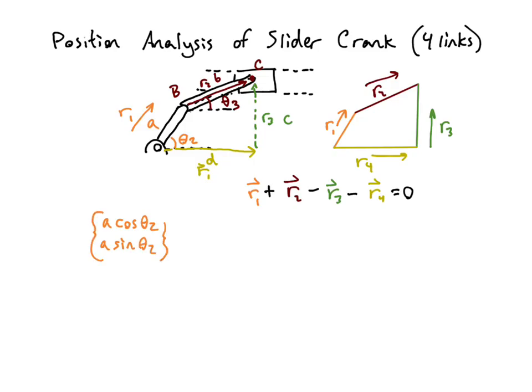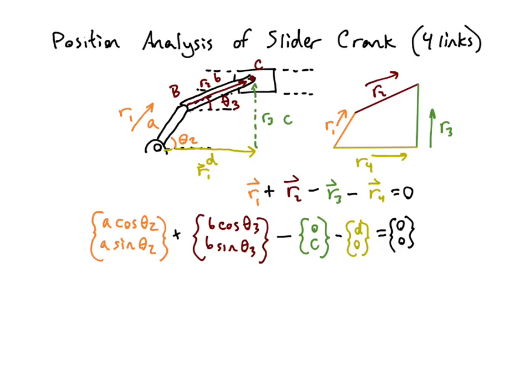And we have A cosine theta 2 plus B cosine theta 3 minus D in the x direction, and in the y direction A sine theta 2 plus B sine theta 3 minus C, which gives us 0, 0. So we have these two equations. Let's see what are the things we know. As always, we're going to say we know theta 2. We also will know our A length and our B length and our C length. The only things that change would be the length D and the angle theta 3. Theta 2 is an input, and so we can put that in and find everything else out. So we have 2 equations, 2 unknowns. It should be feasible to solve for them.